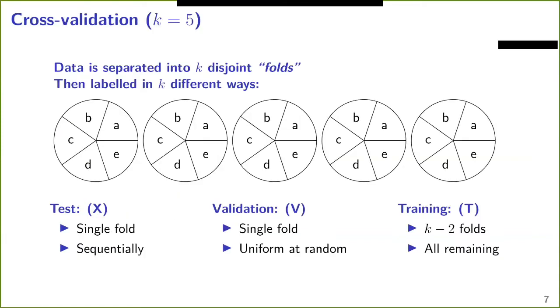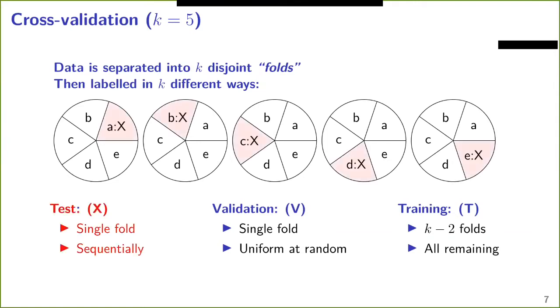I will just explain an example of our experimental protocol with k equals 5. First, you need to take all your data, your entire data set, you shuffle it, and then you separate it into k disjoint subsets or folds. Here our subsets are named A, B, C, D, and E, and we will label them in k different ways for test, validation, and training.